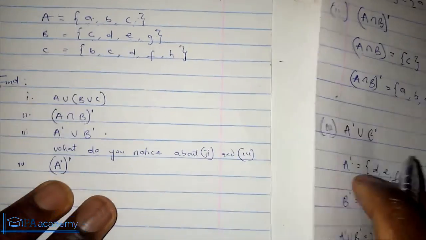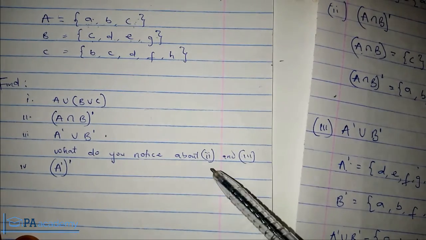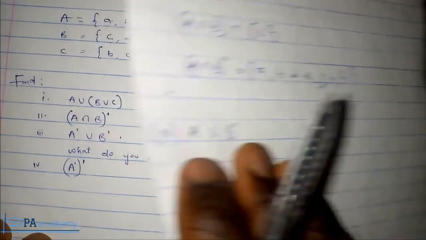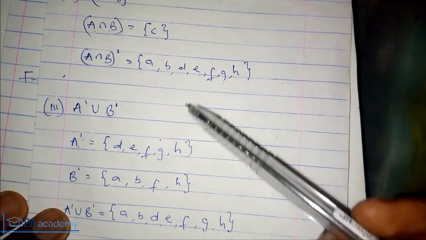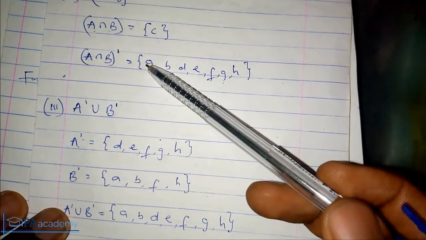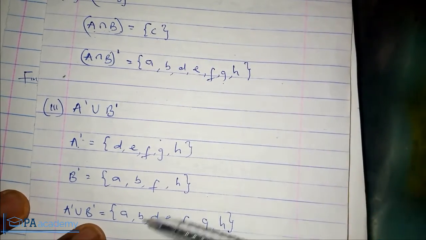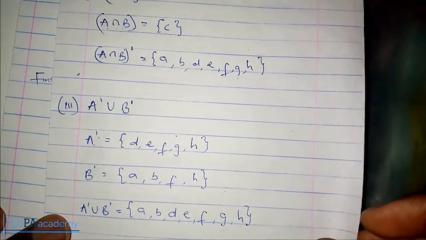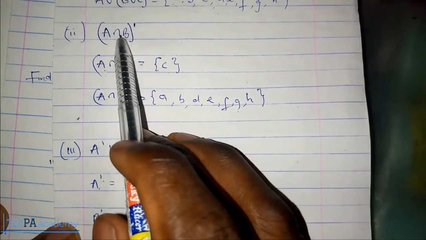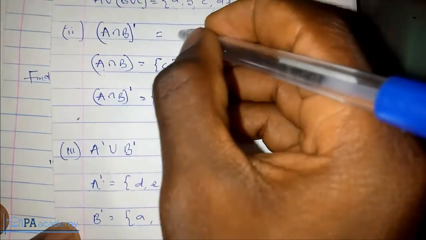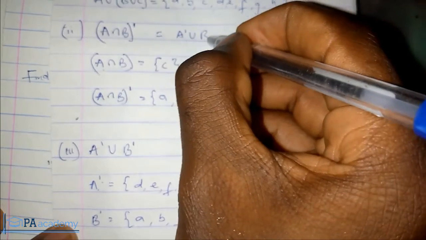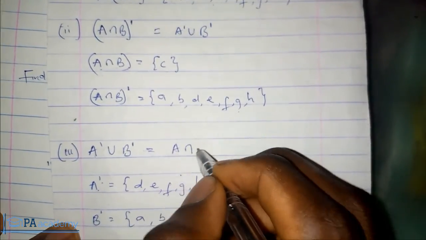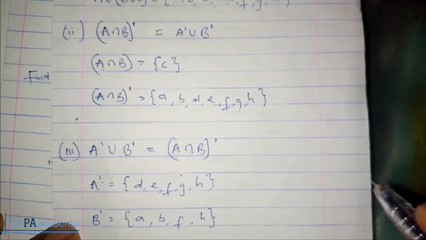Now there's another question under it. It said, what do you notice about question 2 and question 3? If you notice, you see that the answers are the same thing. We have A, B, D, E, F, G, H, and we also have A, B, D, E, F, G, H. That means A intersection B prime is also the same thing as A prime union B prime. And A prime union B prime is also the same thing as A intersection B prime.